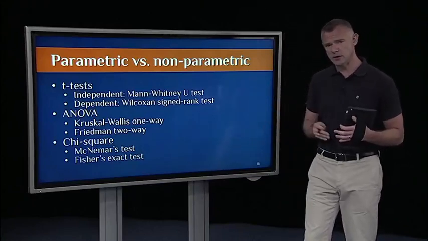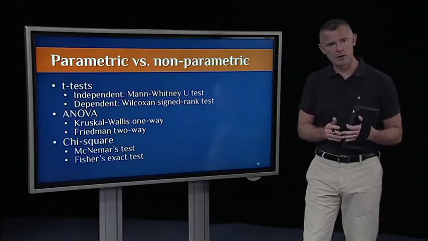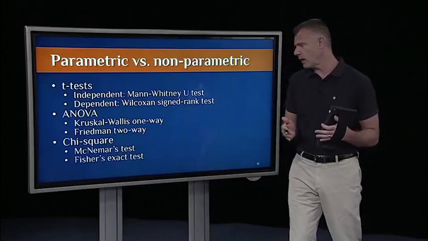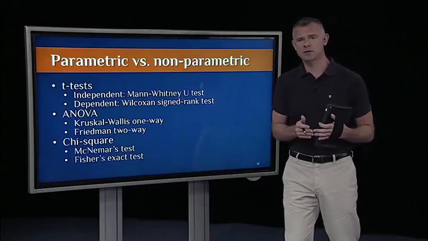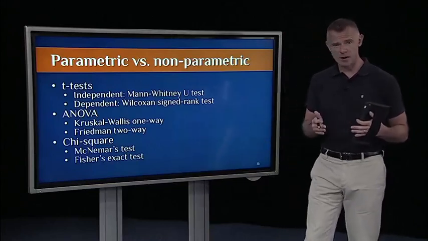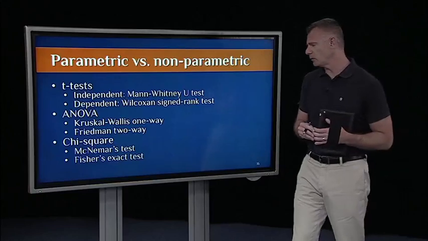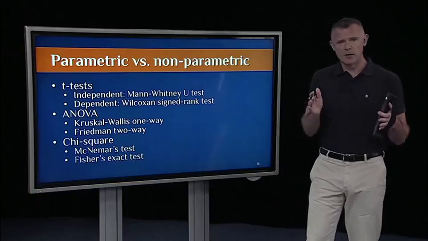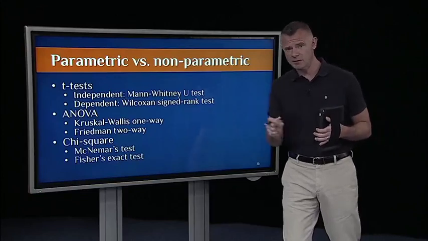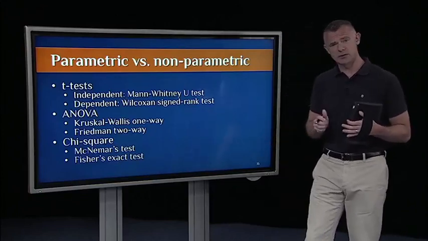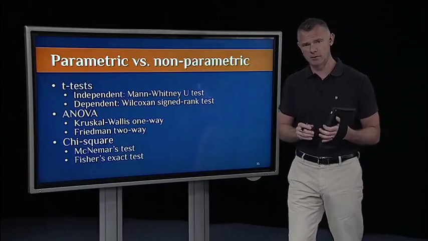Also, I mentioned these when we talked about chi-square. If you don't satisfy the assumptions of chi-square, for example, if you don't satisfy the independence assumption, then you should be doing McNemar's test, a non-parametric procedure. And if you have small expected cell counts, then you could do Fisher's exact test, again, a non-parametric procedure.